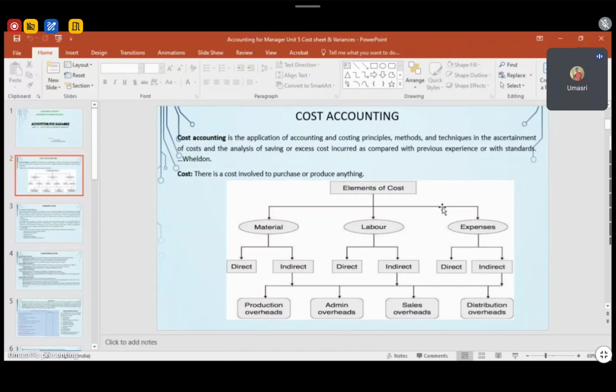See, what is cost accounting? Cost accounting means what? What are the accounting we have already studied here? Financial accounting and management accounting, right? What is financial accounting? What is management accounting? Generally, you tell. Anybody?